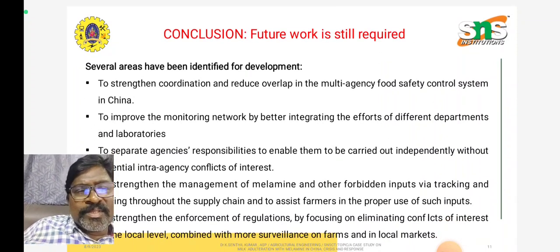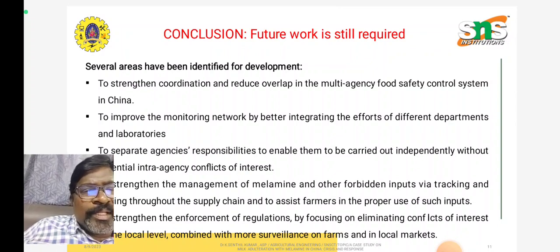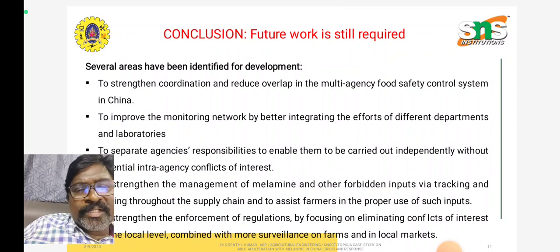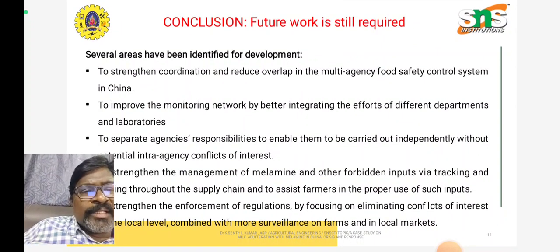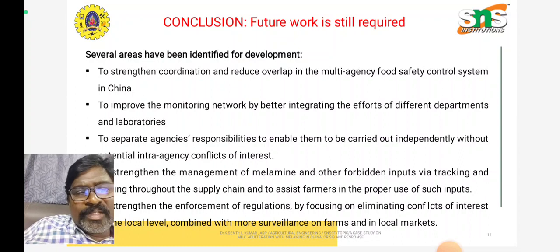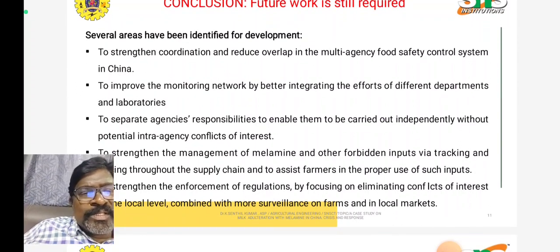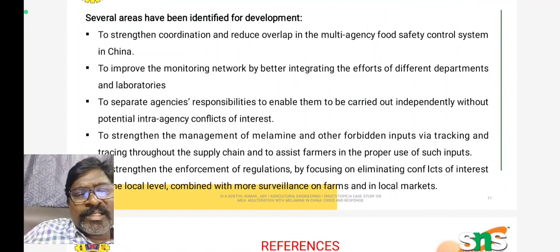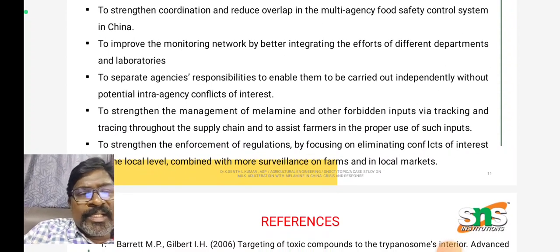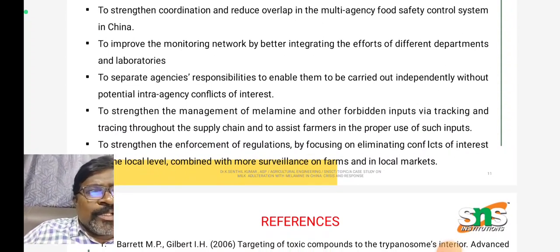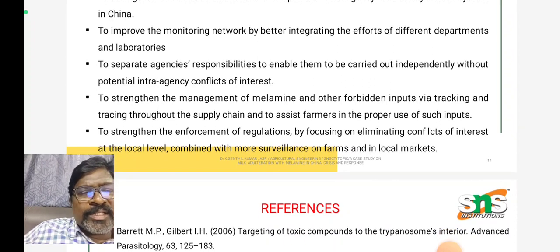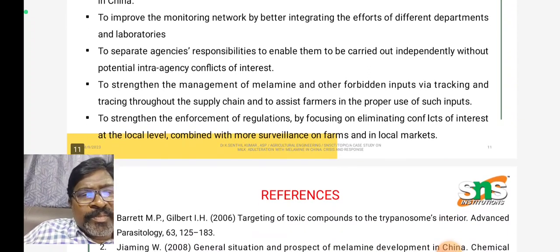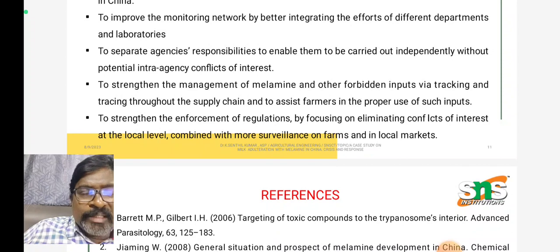Several areas have been identified for development, such as to strengthen the coordination and reduce the overlap in the multi-agency food safety control system in China, to improve the monitoring network by better integrating the efforts of different departments and laboratories, to separate agencies' responsibilities to enable them to carry them out independently without potential intra-agency conflict of interest, to strengthen the management of melamine and other forbidden inputs via tracking and tracing throughout the supply chain management, and to assist farmers in the proper use of such inputs, whether they are needed or not, and whether they are to be added or not.